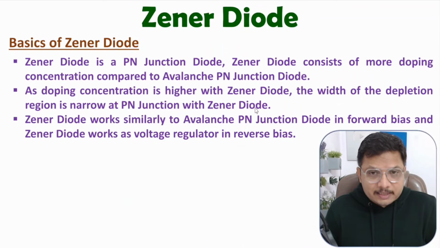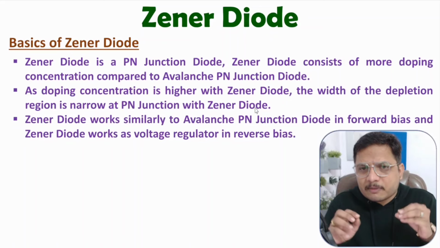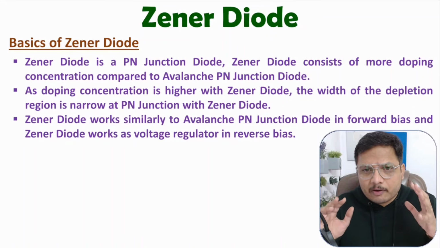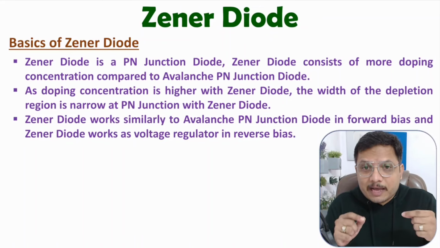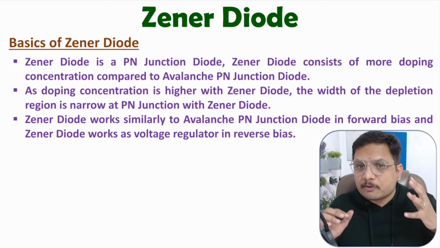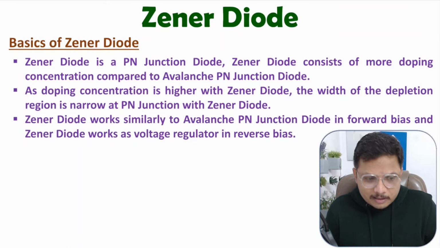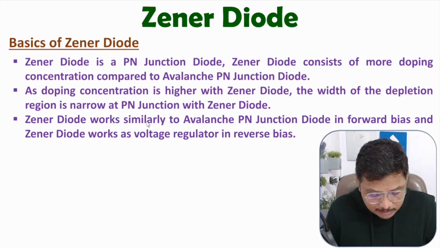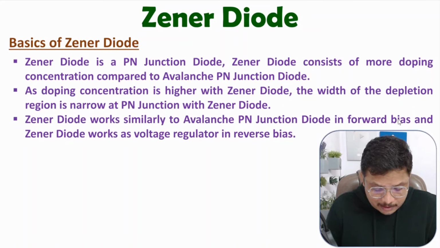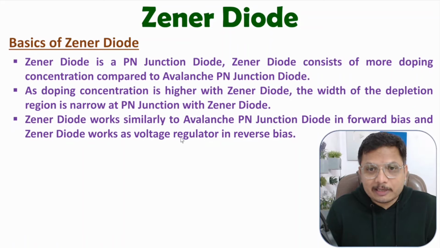See, Zener diode works similar to a PN junction diode in forward bias, but in reverse bias there are so many applications with Zener diode, like we can use Zener diode as a voltage regulator. So Zener diode works similar to a normal PN junction diode in forward bias, but Zener diode is also useful in reverse bias. We can use it as a voltage regulator.